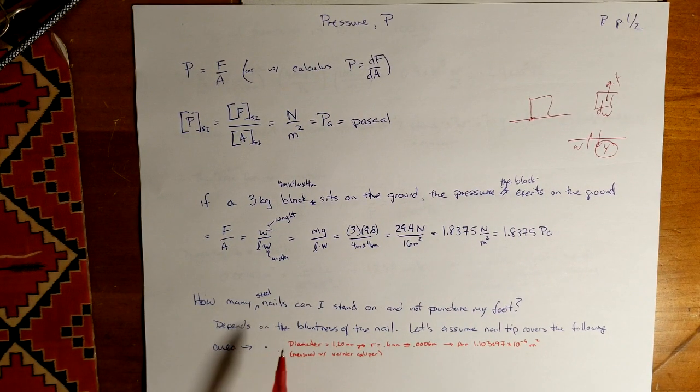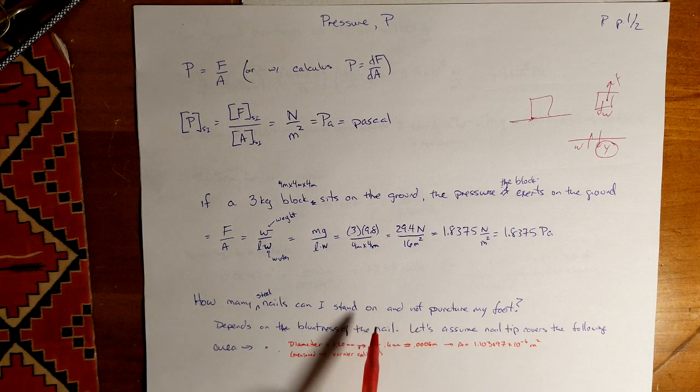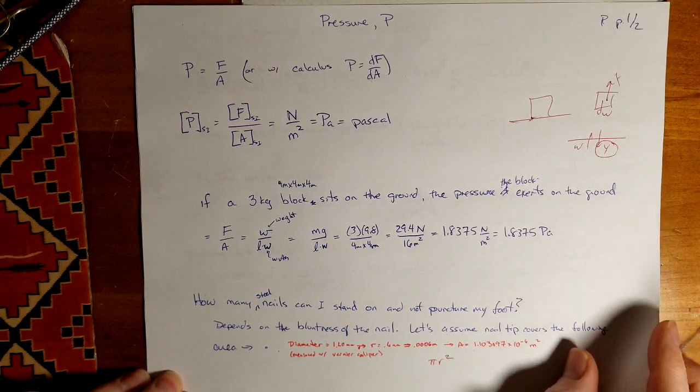A little bit potentially more interesting version of it is, suppose I have a bunch of steel nails, and I wrote steel in there, just some particular metal, I'm not talking fingernails. Can I stand on them without puncturing my foot? And it depends on the bluntness of the nail. So I went ahead and made that the area of the nail, and then I pulled out a vernier caliper and I measured the diameter of it, and I had 1.2 millimeters. And so the radius is 0.6 millimeters, which leads to an area using the formula pi r squared of 1.103097 times 10 to the negative 6 square meters.